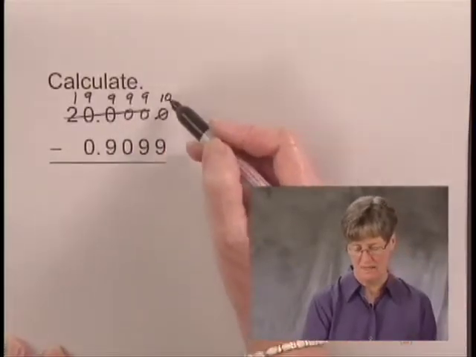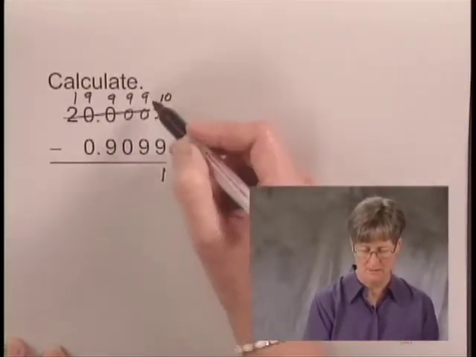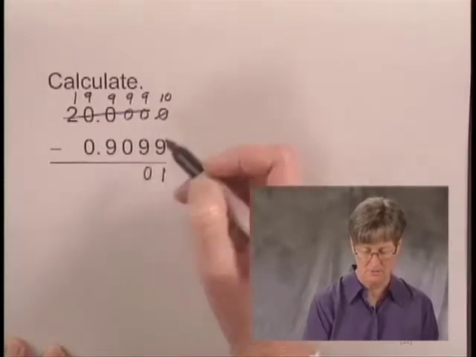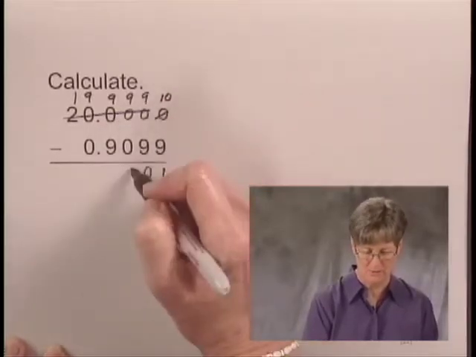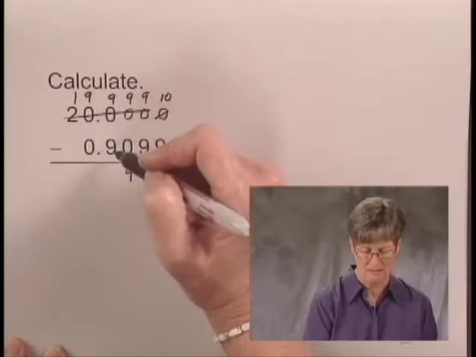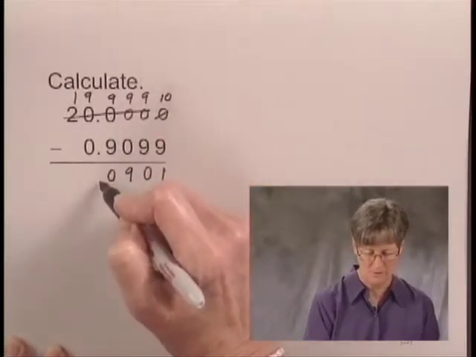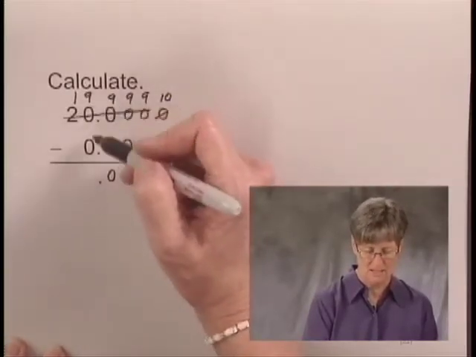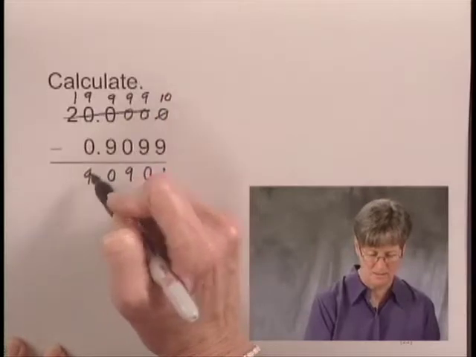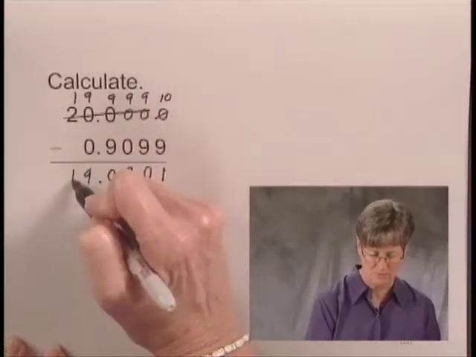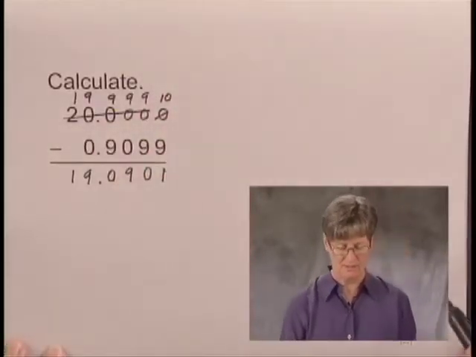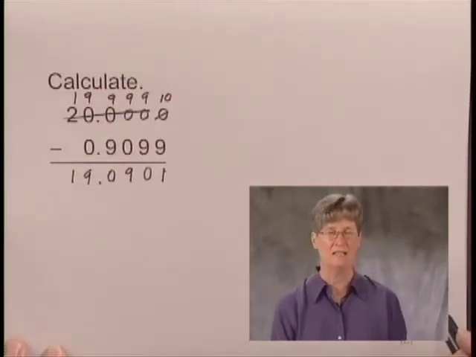And now I can subtract. 10 minus 9 is 1, 9 minus 9 is 0, 9 minus 0 is 9, 9 minus 9 is 0. We write the decimal point. 9 minus 0 is 9, and here we have 1 minus 0, which is 1. So the difference is 19.0901.